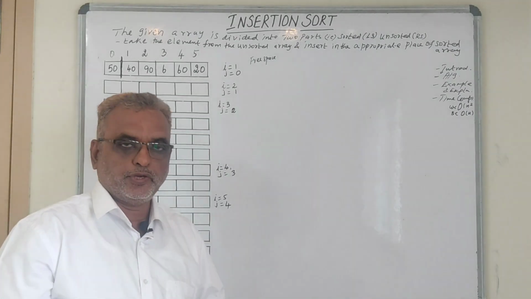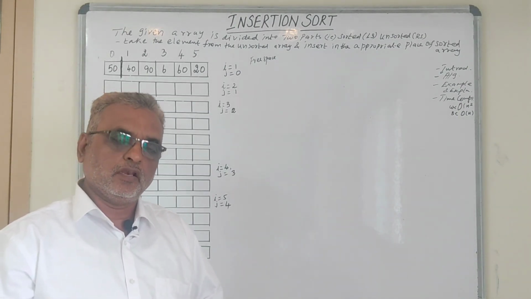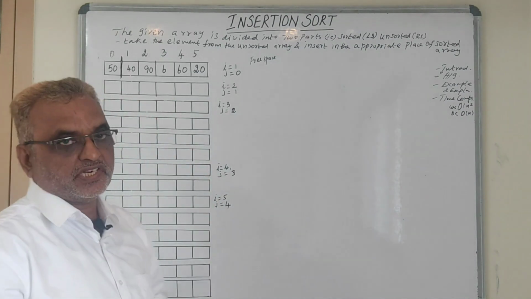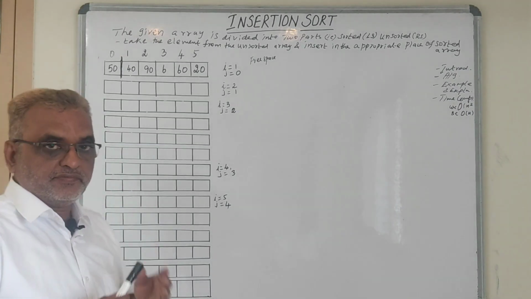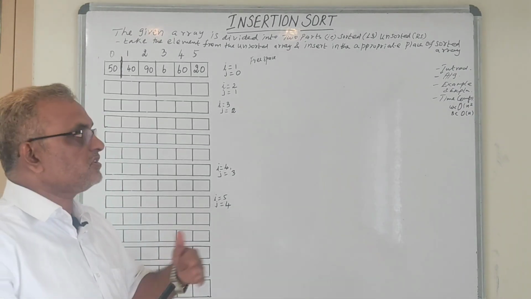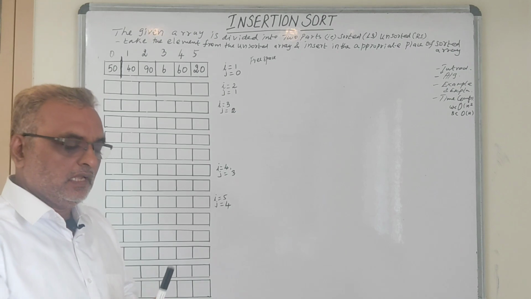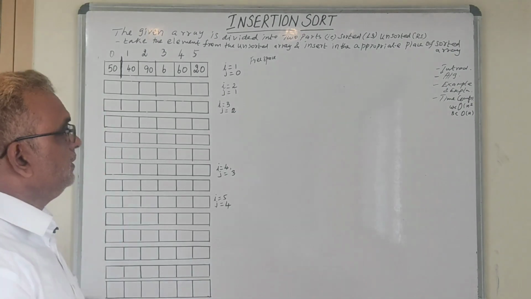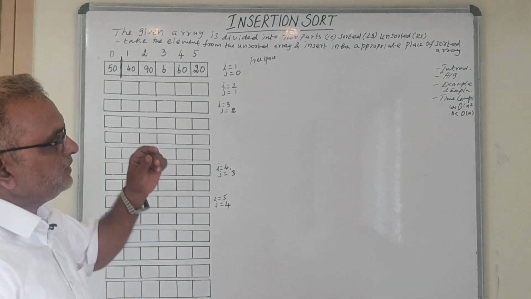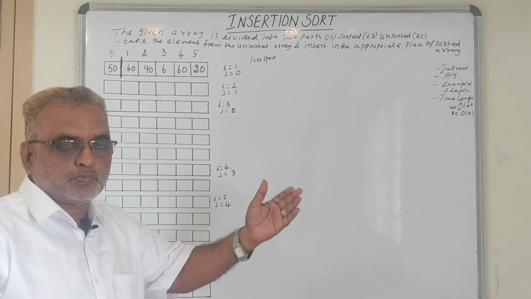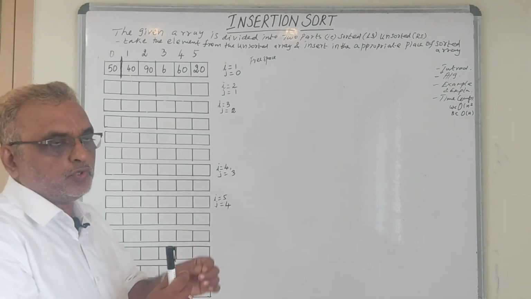So in this video we are going to discuss another very important concept from data structures and algorithms, that is insertion sort. In this algorithm, the given array is divided into two parts: one sorted and another unsorted. Keeping the sorted array on our left hand side and the unsorted array on the right hand side, take an element from the unsorted array and insert it in the sorted array in the appropriate place. This is what we are going to do in this algorithm.